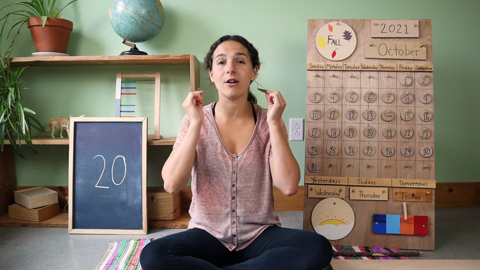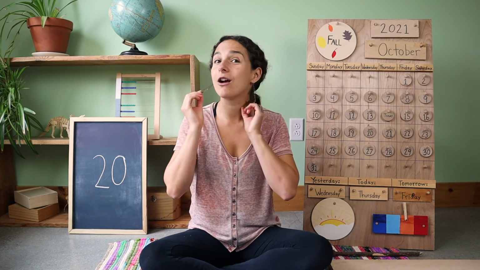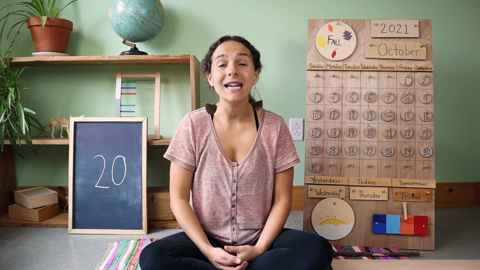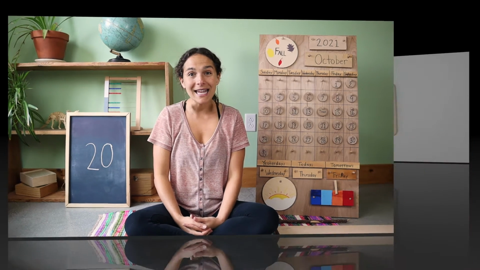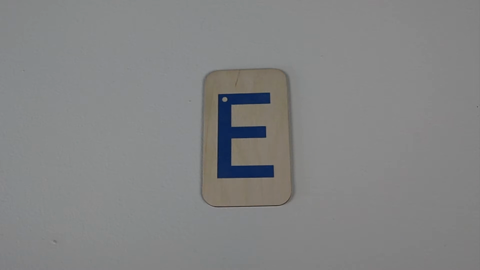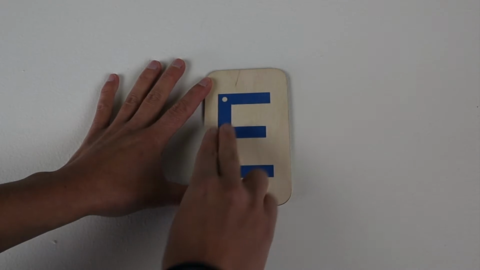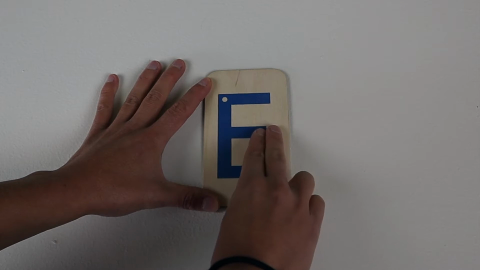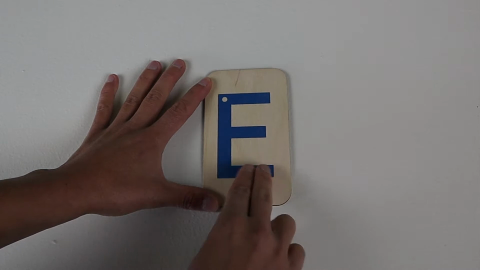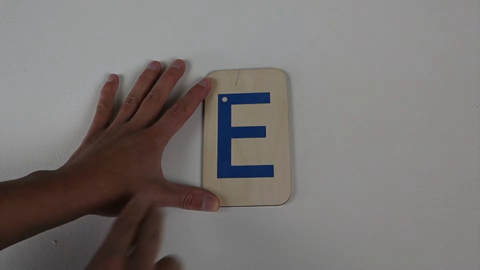Because I have two ears, that means that I have two earrings, or a pair or a set of earrings. One earring for each ear. Earring starts with the letter E. This is how you write in uppercase, eh, E. One more time.